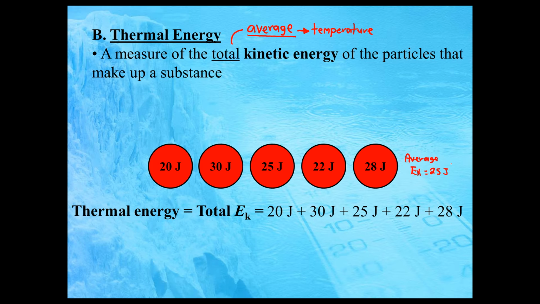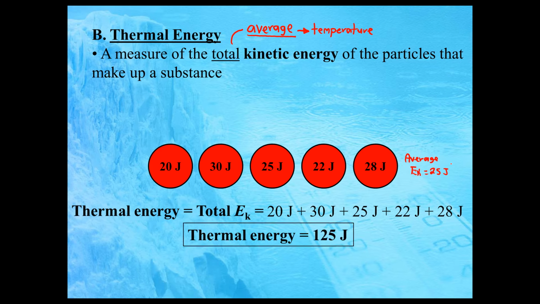So that'd be equal to 20 joules plus 30 joules plus 25 joules plus 22 joules plus 28 joules. Therefore, your thermal energy would be 125 joules. So just note the difference here. Thermal energy is a measure of the total kinetic energy of all particles that make up a substance. So that'd be 125 joules. And then temperature is a measure of the average kinetic energy of particles that make up a substance.